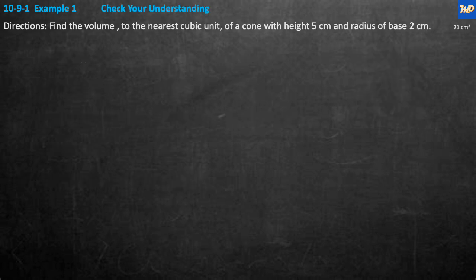Okay, example 1, check your understanding. Find the volume to the nearest cubic unit of a cone with a height of 5 centimeters and a radius of the base of 2 centimeters. Go ahead and do it. When you come back, we'll work it together.